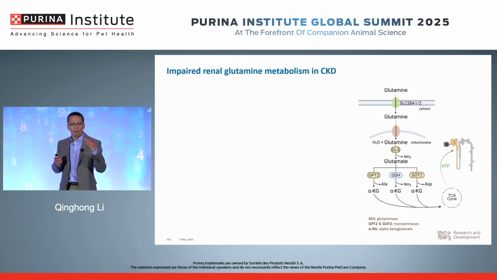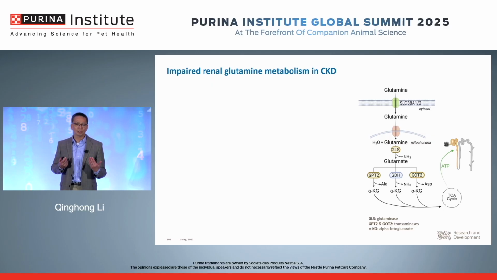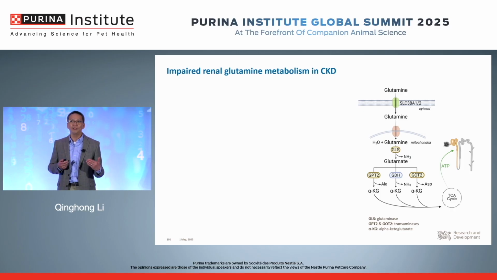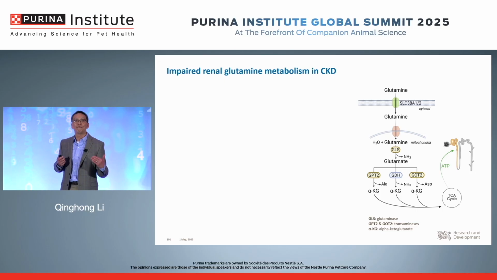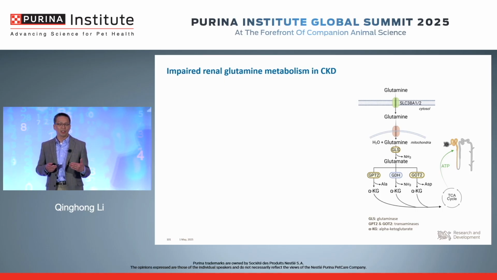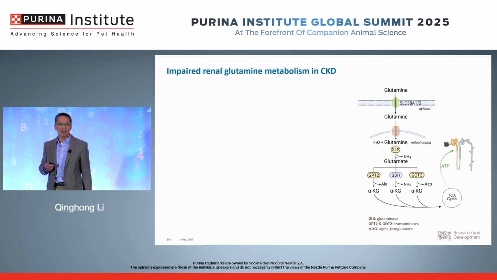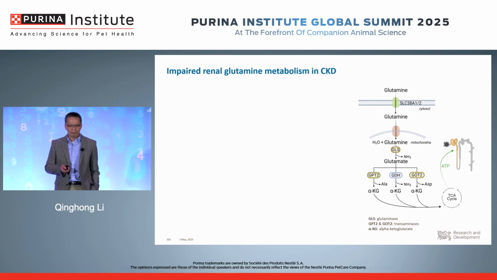So glutamine from the circulation is taken up by the renal cells by glutamine transporters and transported into the mitochondria. Once inside the mitochondria, glutamine is first converted into glutamate by an enzyme called glutaminase, GLS. And then glutamate is further oxidized to become alpha-ketoglutarate. So alpha-ketoglutarate, alpha-KG, is the precursor of the TCA cycle and then can enter the TCA cycle to make ATP.